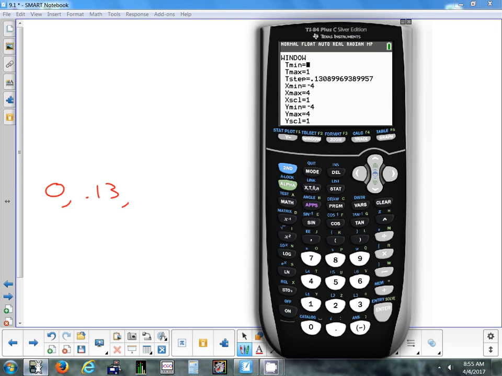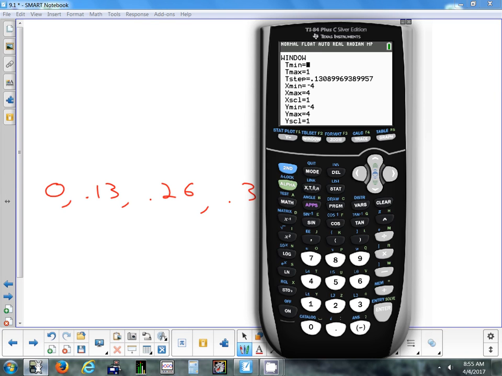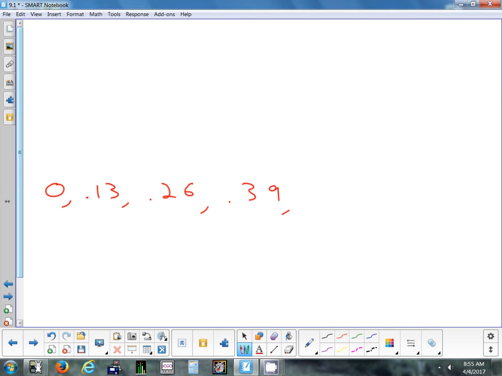So what would be the next value the calculator would plug in for t? It's going to go 0.26, 0.39, and it's going to keep going. It's going to keep stepping by 0.13 until it gets all the way to 1. So what would be the next one? 0.52. You got 0.65. What would be the next one? 0.78. And then 0.91. And what would be the one after 0.91? Nope, not if we're stepping by 0.13.